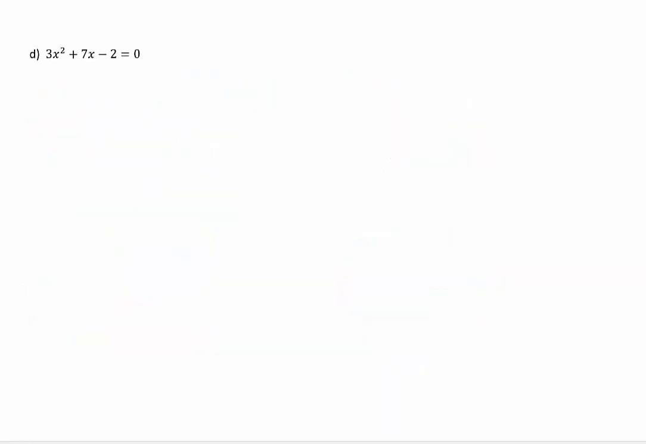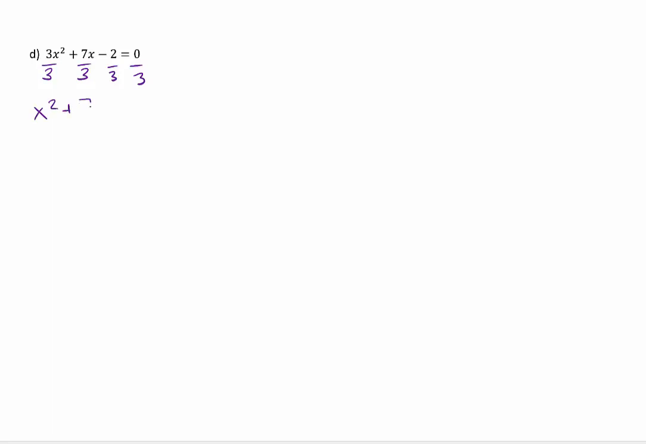Now, this problem is a little bit different than the ones we just did because there happens to be a number in front of the x squared. And unfortunately, completing the square only works if there isn't a number in front of the x squared, or there's a 1 in front of the x squared. So what that means is if there's a number in front of the x squared, you just have to divide it out. You have to divide everything by that number.